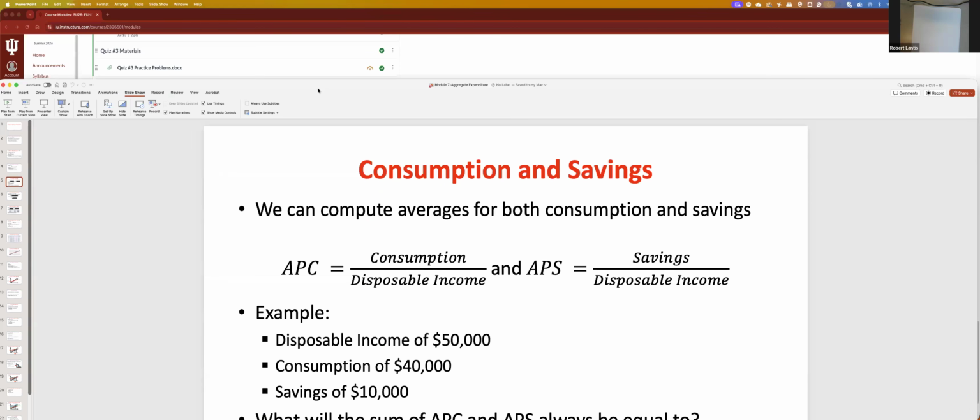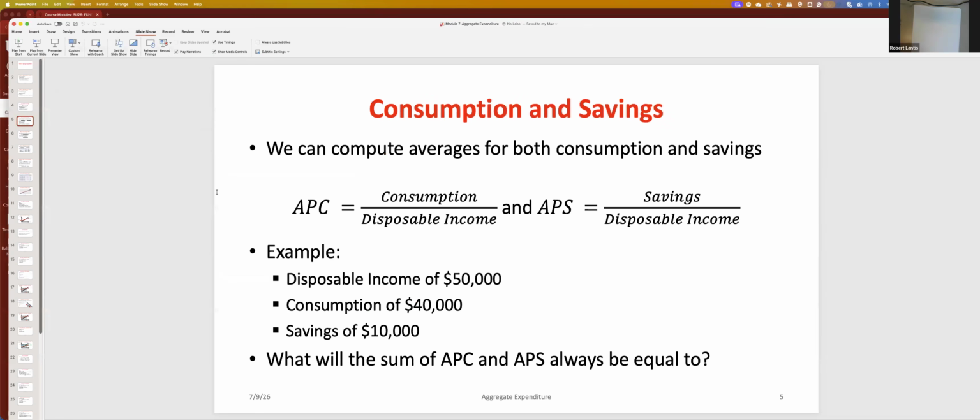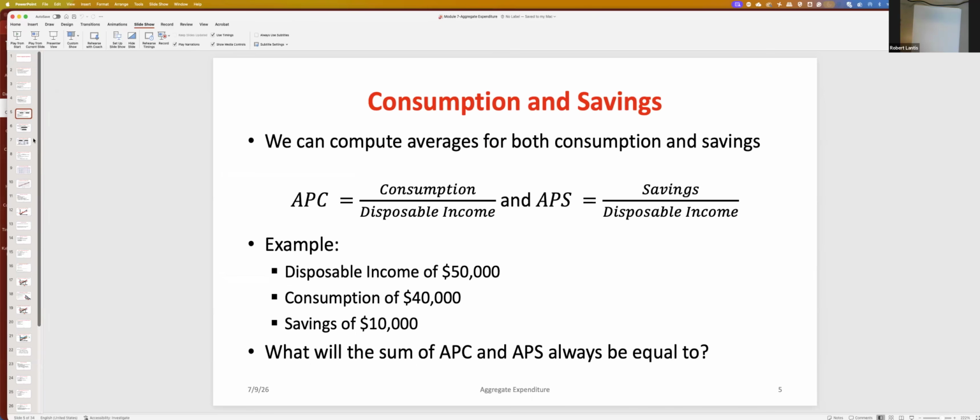Sorry. There we go. So can you see the screen? Can you guys see the module 7 slides here? I want to make sure that you can. Yeah, we can. Okay. It's not popping up for me for some reason.